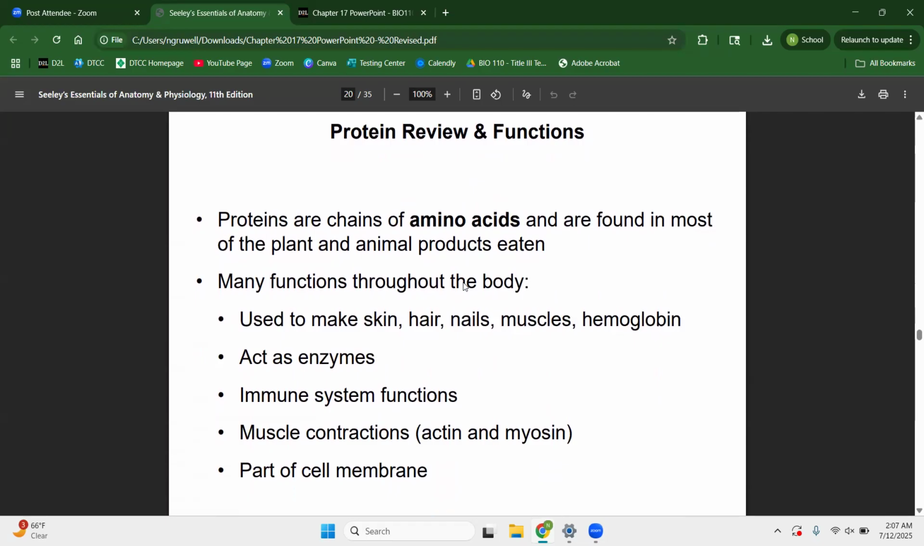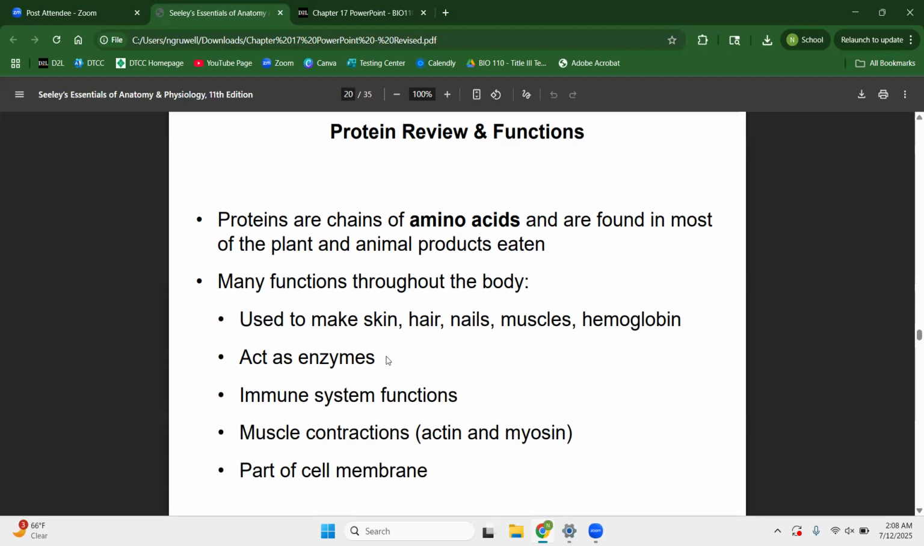All right, proteins. Our building block is amino acids, and these are found in pretty much any of the plant and animal products that we eat. We said proteins are the most important macronutrient because they're used for literally everything that we make in our body. They're responsible for the structure and function of pretty much everything in our body. So skin, hair, nails, muscles, you name it, it's made with proteins.